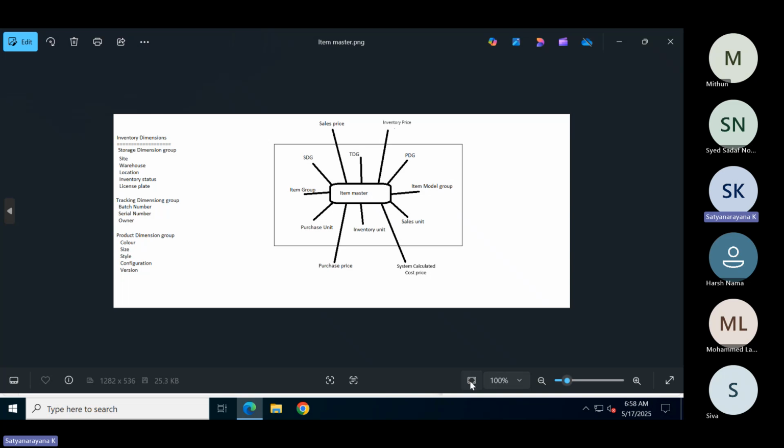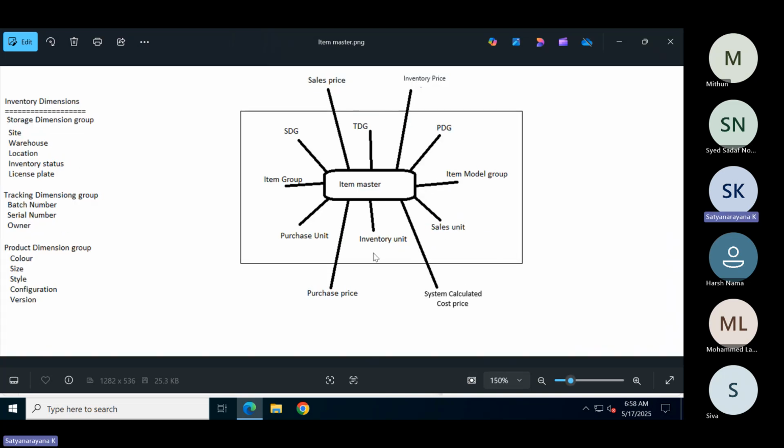So if you want to understand item master, first you need to understand storage dimension group. You need to map storage dimension group, tracking dimension group. Product dimension group is optional. If it is an item, a product, then it is not required. If it is a product master, it is required. Item group, item model group, purchase unit, sales unit, inventory unit. All these are available by default in the system. Now, purchase price, sales price, inventory price, system calculated cost price.